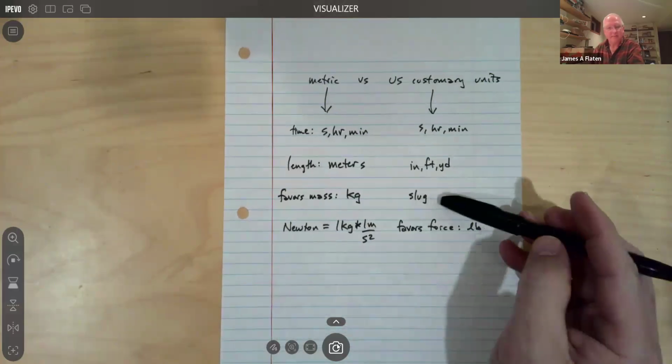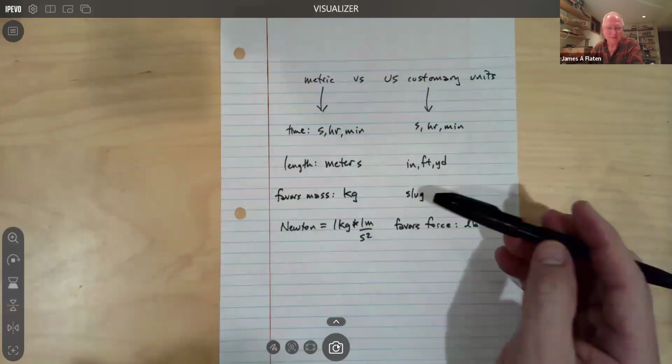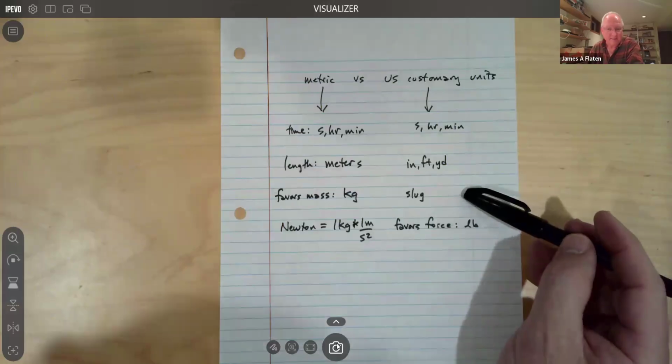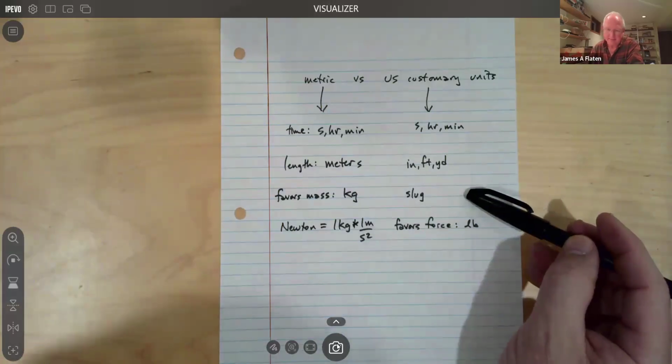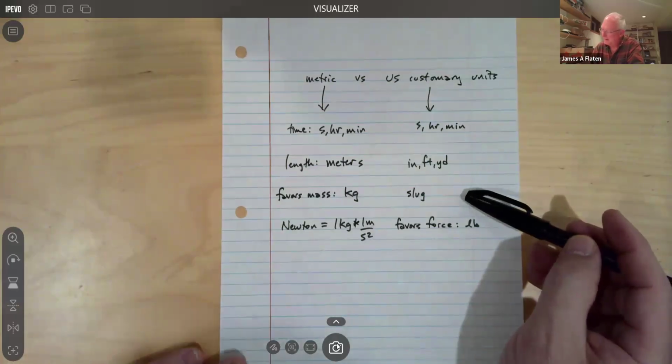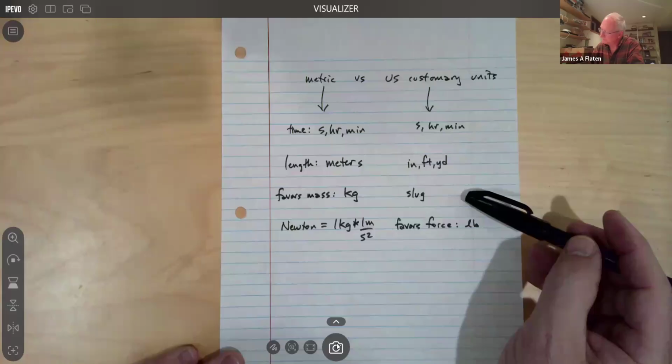It turns out the US customary system actually has two units of mass, and the kilogram is so much easier than either of them. One is called pound mass, and one is called slug. And my recommendation is avoid both if you can. So if your calculations involve mass, probably a metric calculation would make a lot more sense.